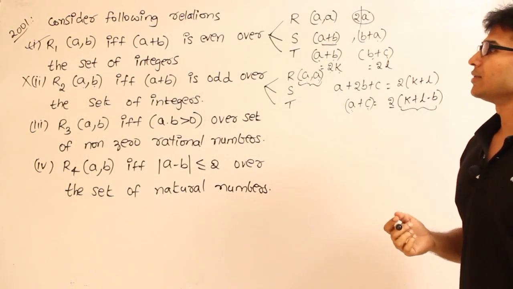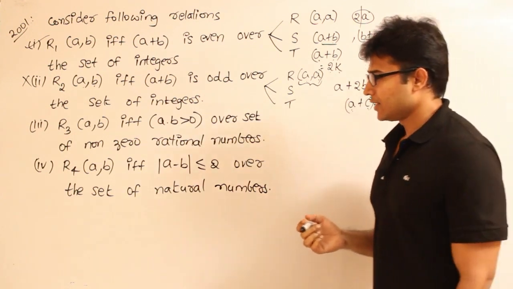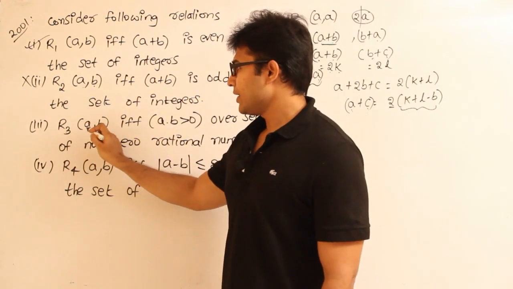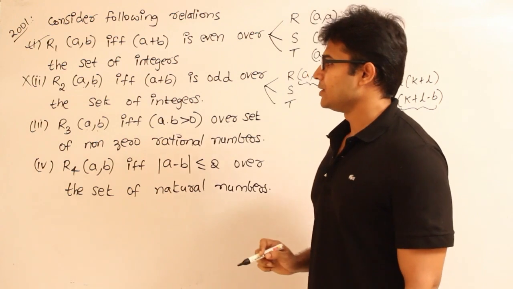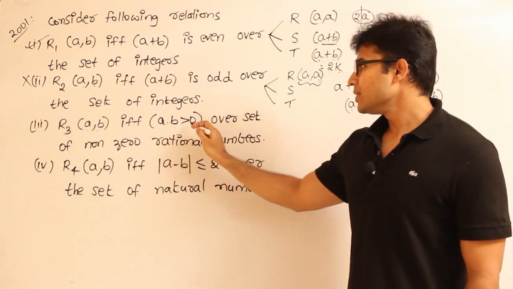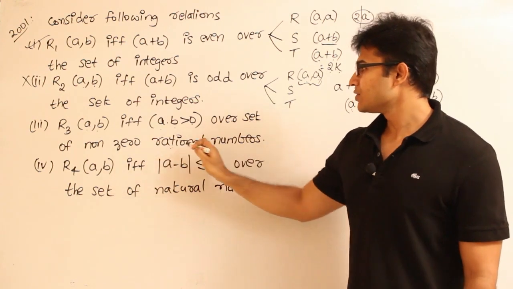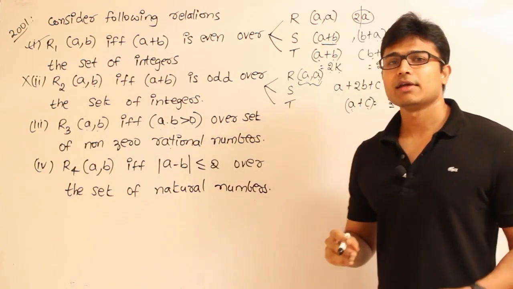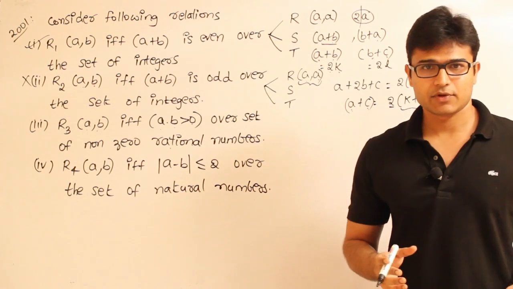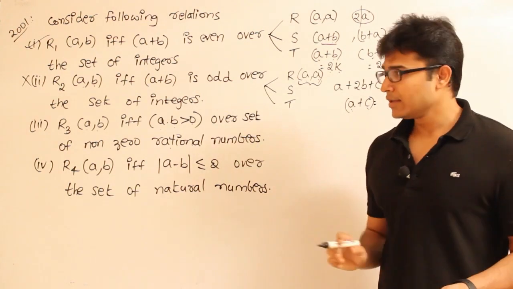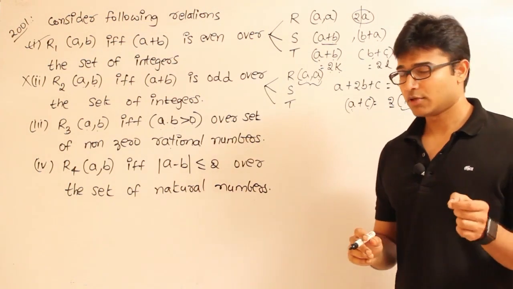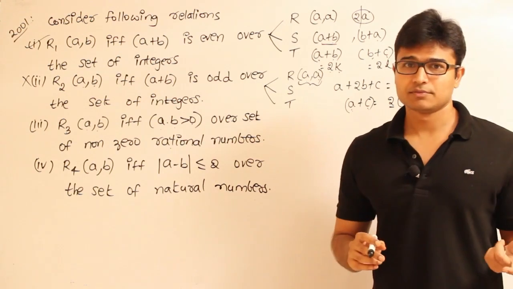Now let's look at R3. R3 will contain elements of type (a, b) if a into b is greater than 0, over the set of all non-zero rational numbers. So you can take any rational number which is not 0.